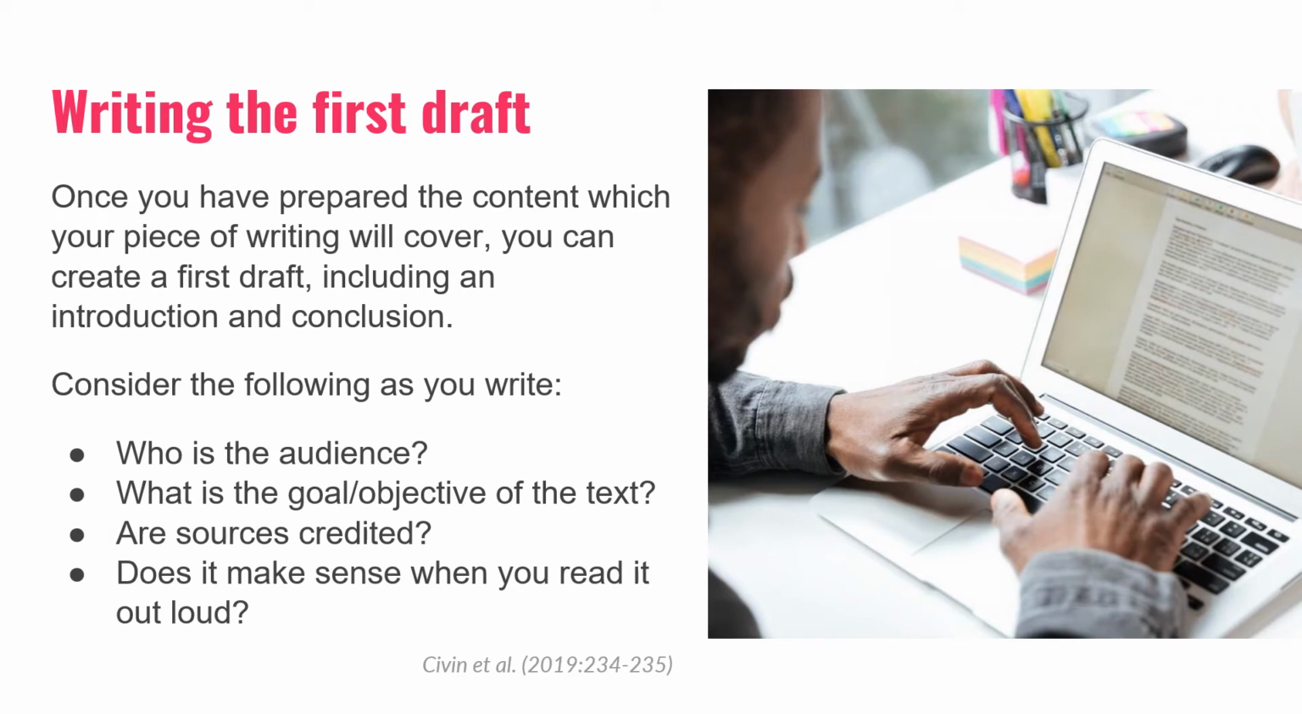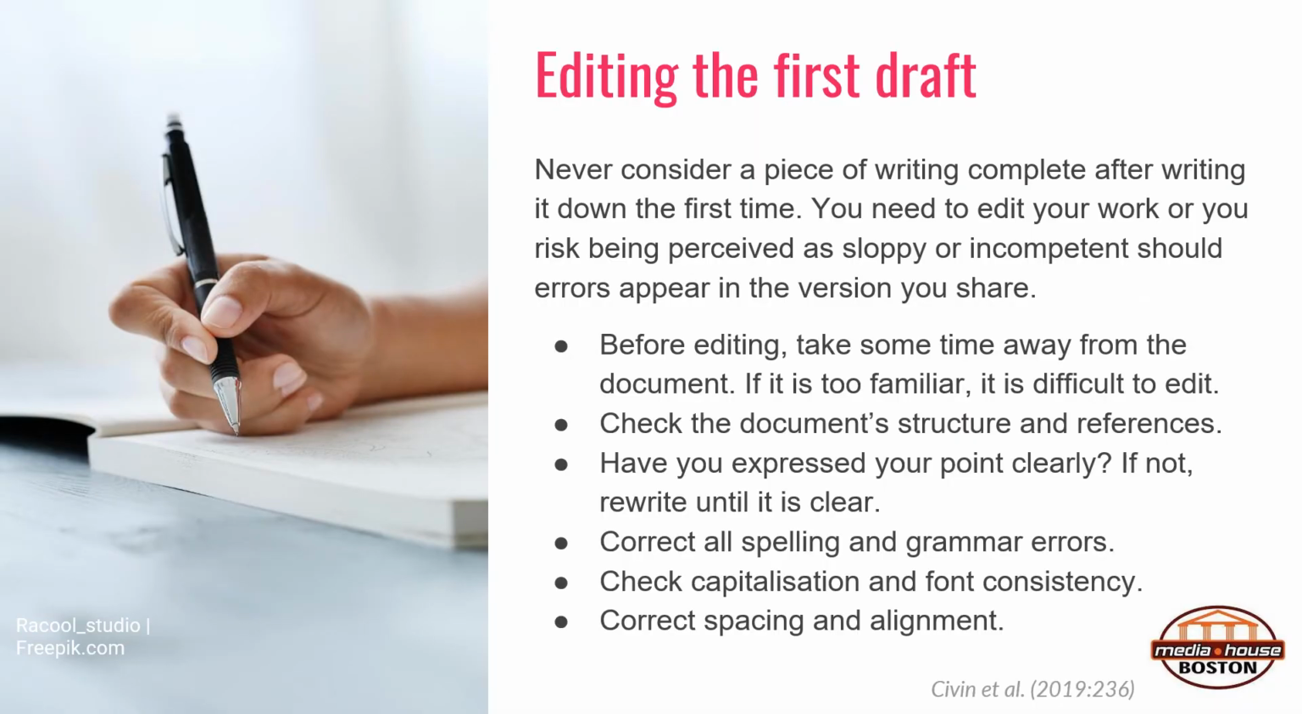Once you've written the body paragraphs, each of them containing a topic sentence, the very first sentence of each paragraph, then you can write an introduction, which explains the point that you're about to make, and a conclusion, which summarizes all of the support for that point. The first draft is not the version that you are going to submit to whoever is going to read it. You need to edit the first draft. If you leave mistakes or if it doesn't make sense, you're not going to get the outcome that you want. In fact, you risk being perceived as sloppy or incompetent if there are lots of errors in the version that you share.